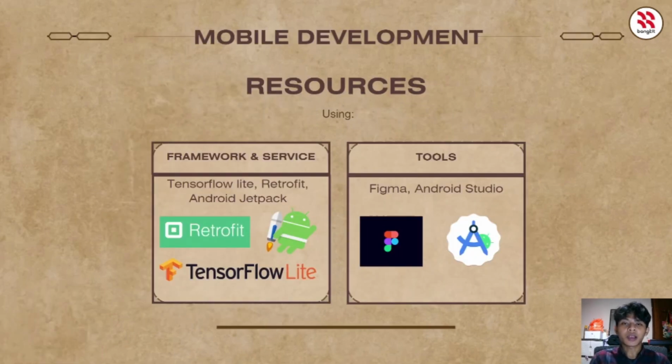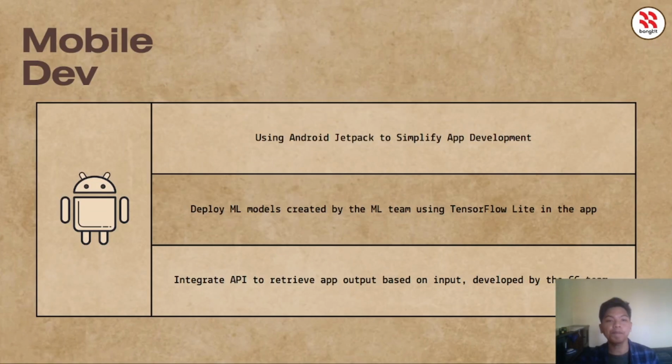To develop our app, we use various frameworks, services, and tools such as TensorFlow Lite for deploying the ML models in the app, Retrofit for fetching the API, and Android Jetpack to optimize our development process. The tools we use are Figma to create the UI/UX design and Android Studio for developing the Android app.